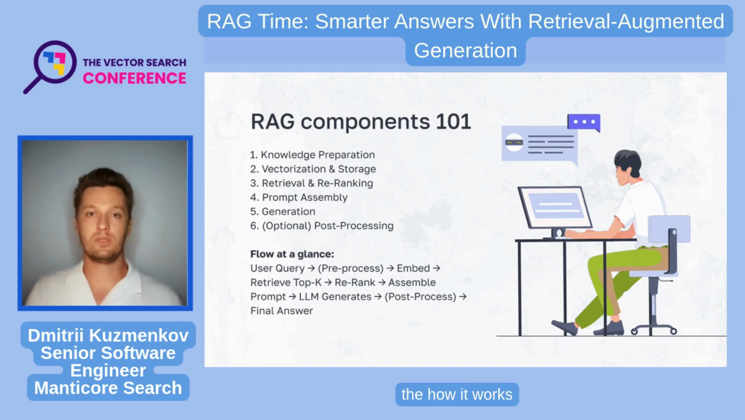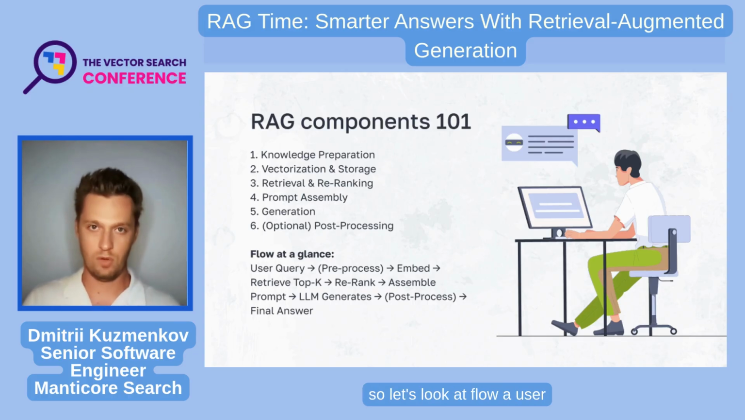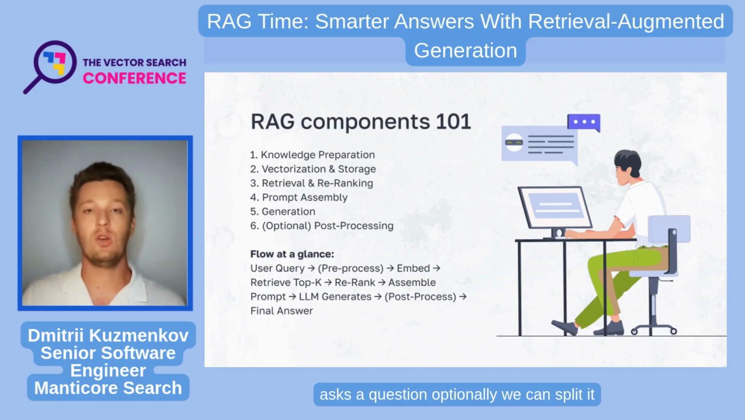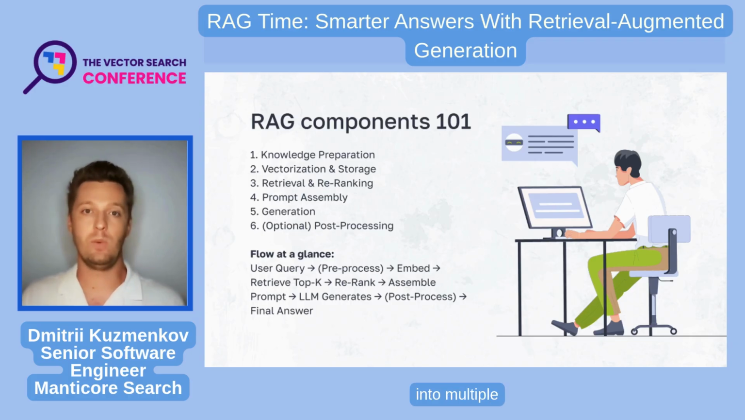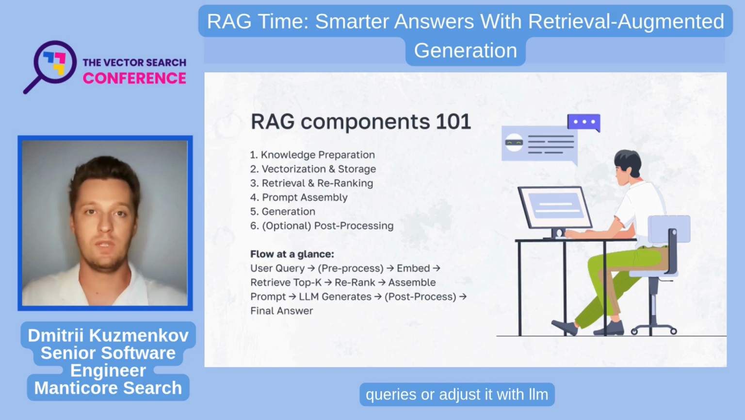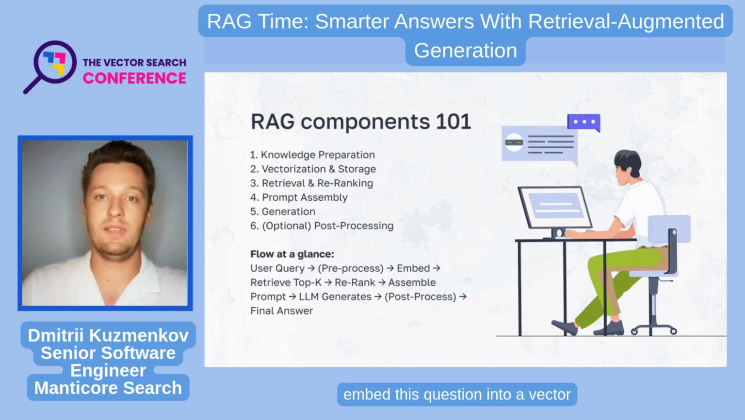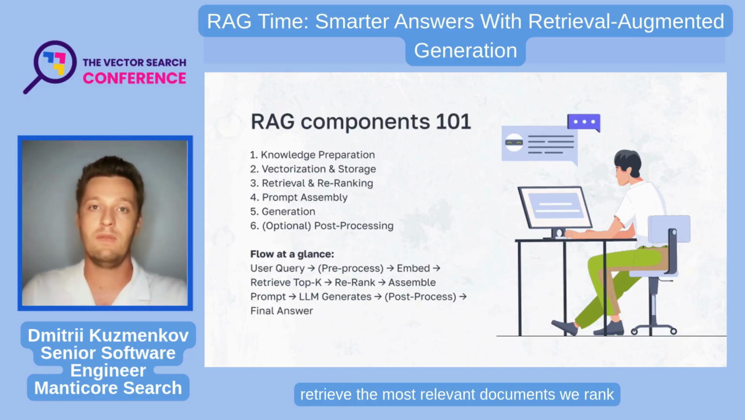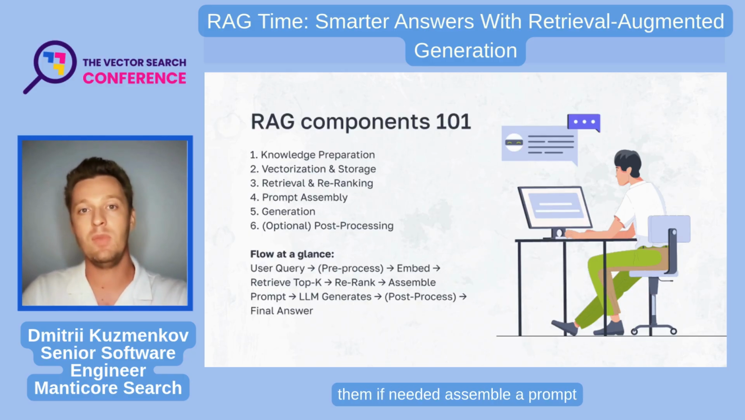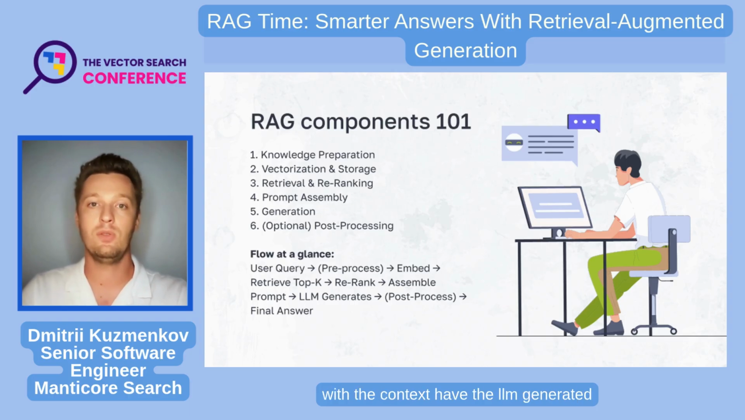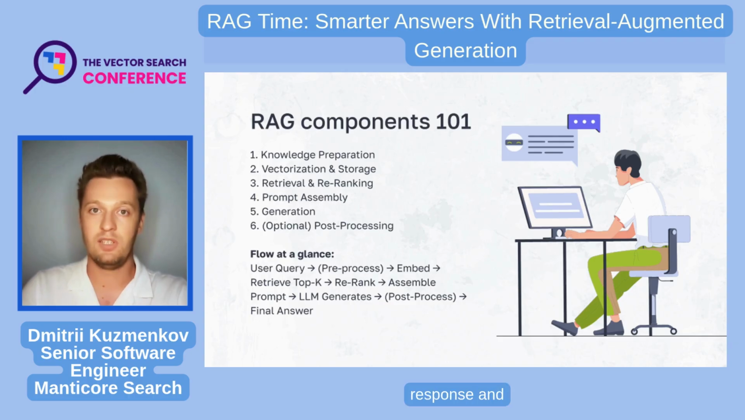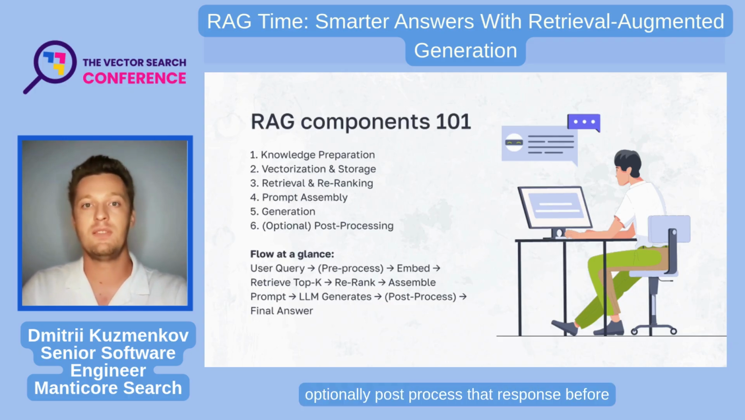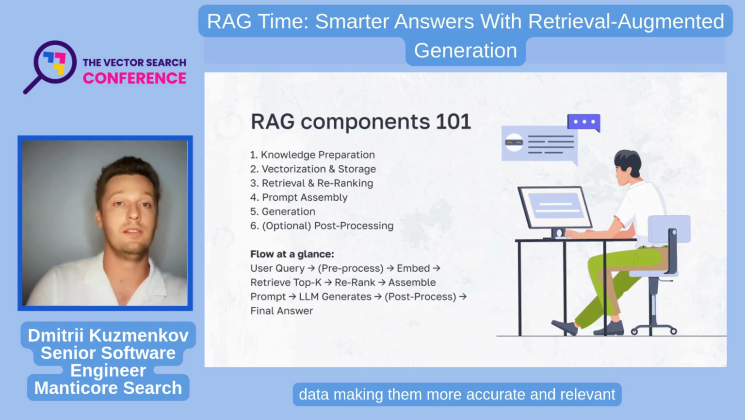Here's how it works. So let's look at the flow. A user asks a question. Optionally, we can split it into multiple queries or adjust it with an LLM. We embed this question into a vector, retrieve the most relevant documents, re-rank them if needed, assemble a prompt with the context, have the LLM generate a response, and optionally post-process that response before showing it to the user. This approach grounds the LLM's responses in your specific data, making them more accurate and relevant.